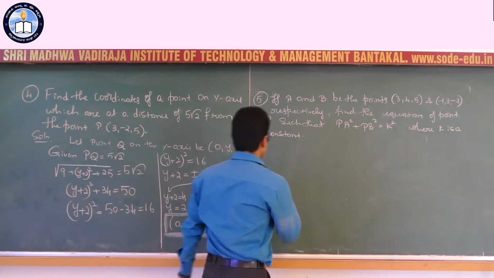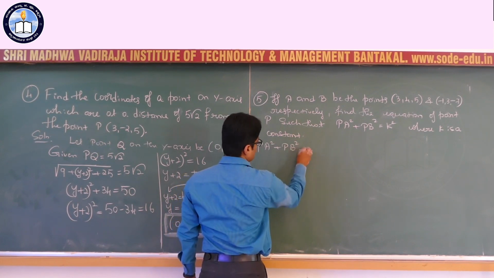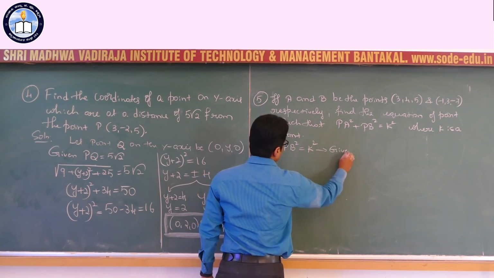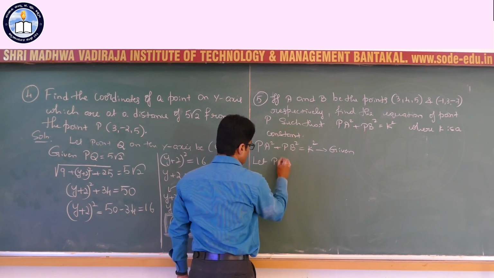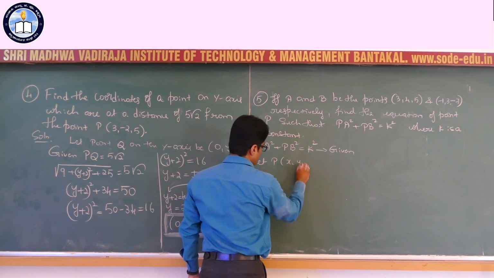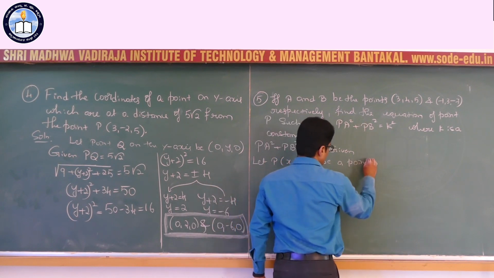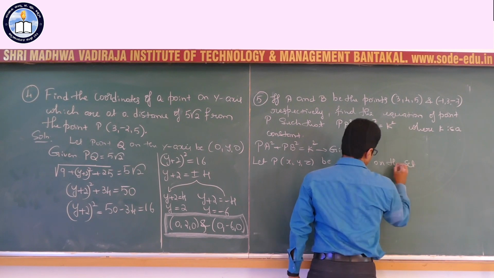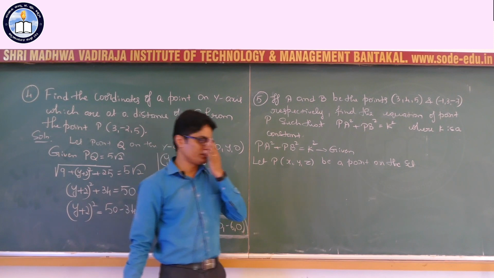Simple one. What have they given? PA square plus PB square is equal to K square. This is the given data. Now what is P? We don't know. Let us assume, let P (x, y, z) be a point on the set, one point on the set. Consider one point in that set as P (x, y, z).